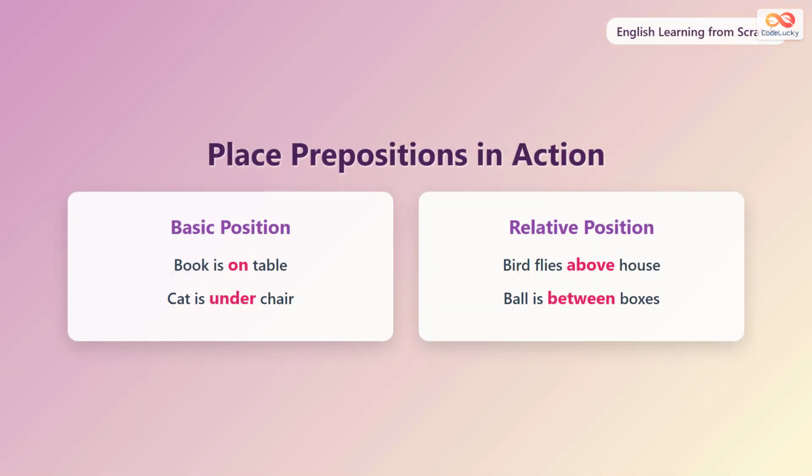On shows something touching a surface like book on table. Under shows something below another object like cat under chair. Above shows position higher than something else like bird above house. Between shows position in the middle of two things like ball between boxes.